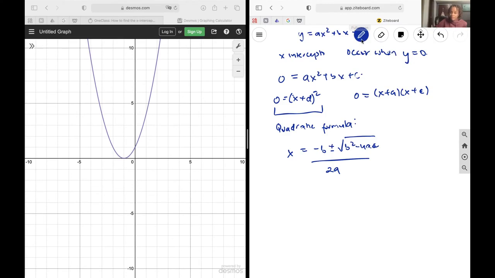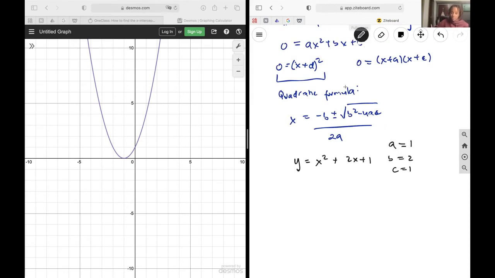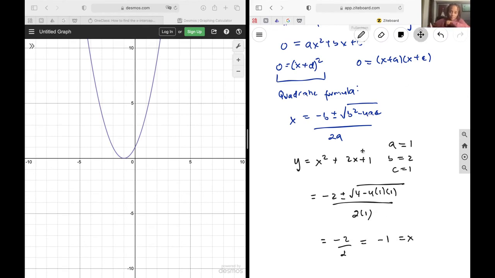And my a, b, c's are coming from a, b, and c here. And so, in my example, where y is equal to x squared plus 2x plus 1, I have a is equal to 1, b is equal to 2, c is equal to 1. And so if I just put all of those in, I'd get negative 2 plus or minus root 4 minus 4 times 1 times 1 over 2 times 1. 4 minus 4 is 0. The root of 0 is 0. And so I'd be left with negative 2 over 2. And so my only answer would be x is equal to negative 1.